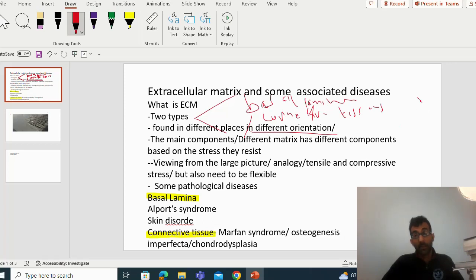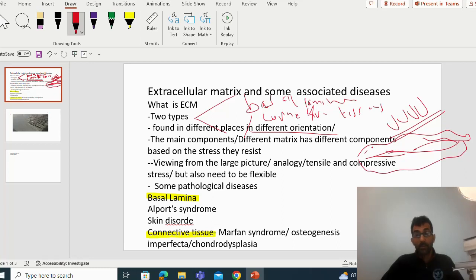For example, the epithelial tissue rests on the matrix basal lamina, and in the muscle tissue, the basal lamina surrounds the muscle tissue, like this. So this is basal lamina, a type of matrix.